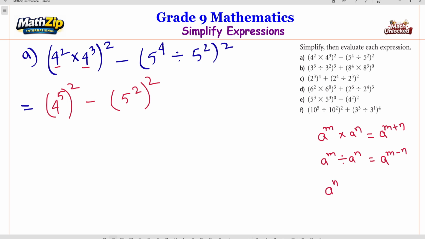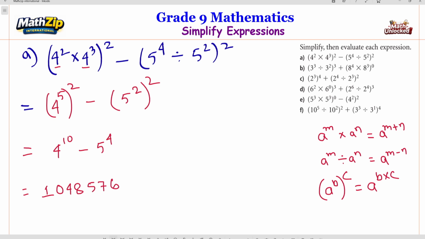Again, a to the power b to the power c, we can write as a to the power b times c. So here is 4 to the power 5, and here is 5 to the power 3, so it means 5 times 2, it's 10, minus 5 squared times 3, it means 6. Now 4 to the power 10, we can write 1048576, minus 5 to the power 4, it's 625.